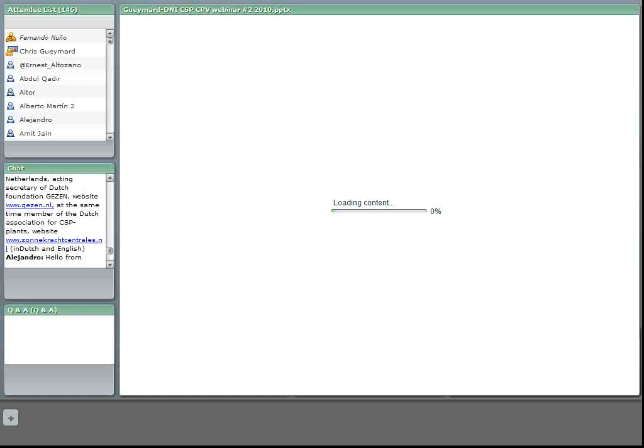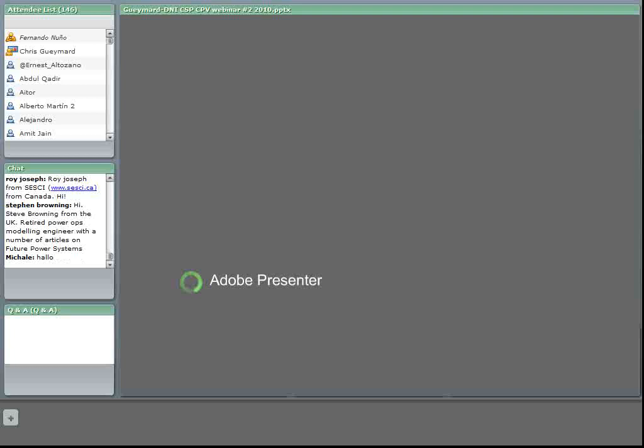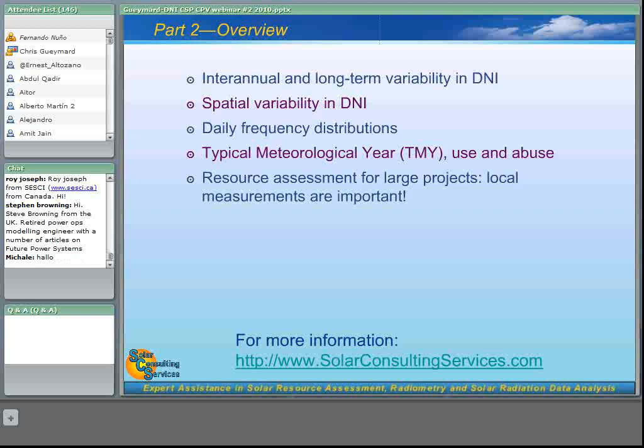spatial basis. And this will lead us to the frequency distributions, the use of typical meteorological years. How do we do resource assessment for large projects and measurements?